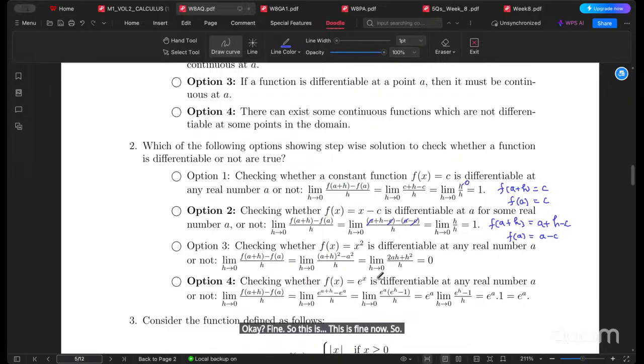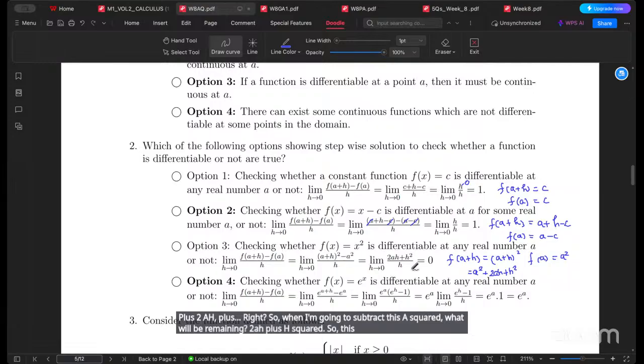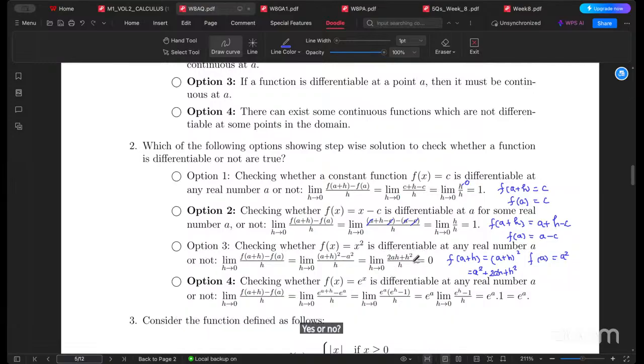So let's look at option 3. Option 3, f of x is equal to x squared. What is f of a plus h then? a plus h the whole square. And f of a is a square. Now a plus h whole square is a square plus 2ah plus h square, right? So when I subtract this a square, what will be remaining? 2ah plus h square. So this term is correct, yes or no? Yes, ma'am. Okay. So the problem is what happens after this.